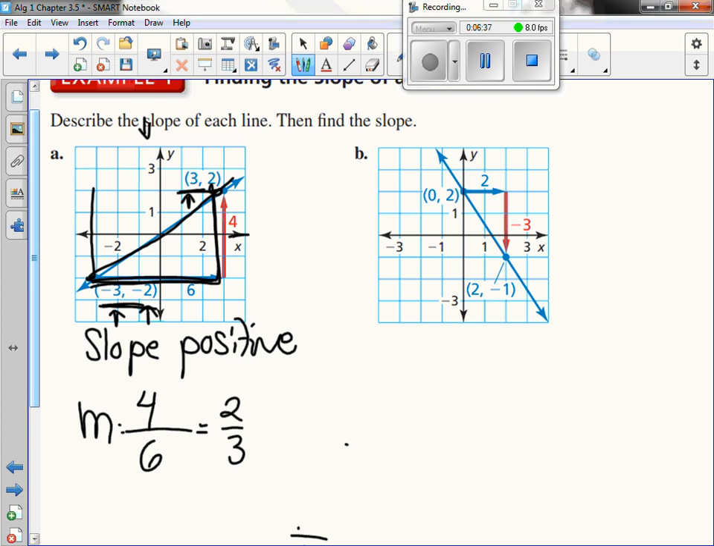As we look at this line, how is the line going as we go from left to right? It's going down, isn't it? So the slope for this here would be, if I can spell slope, negative. The slope would be negative because the line is going down. Yes? It's decreasing.